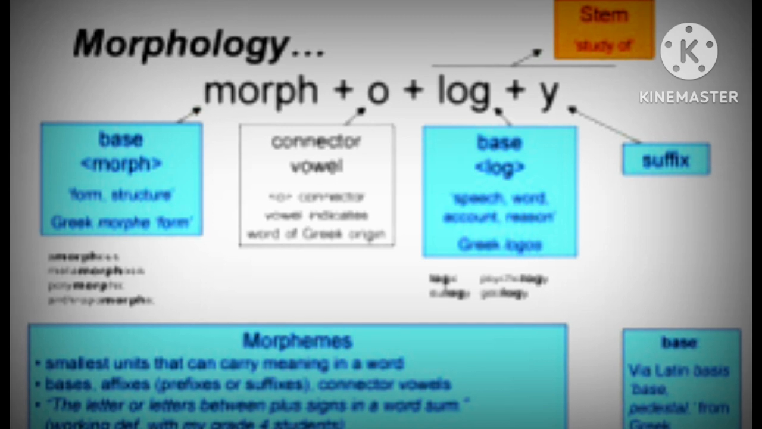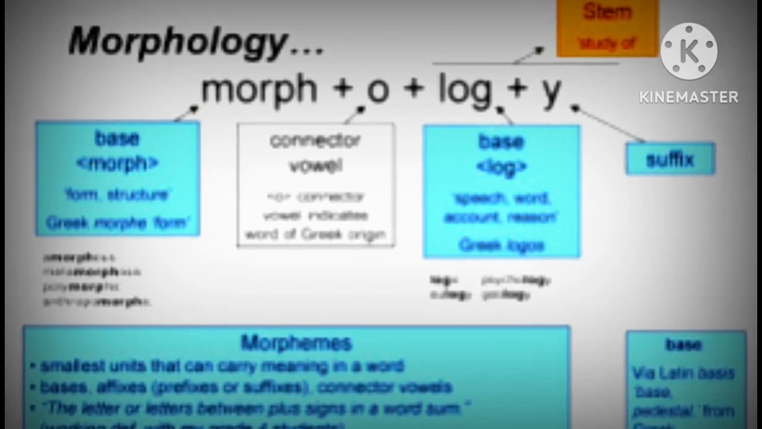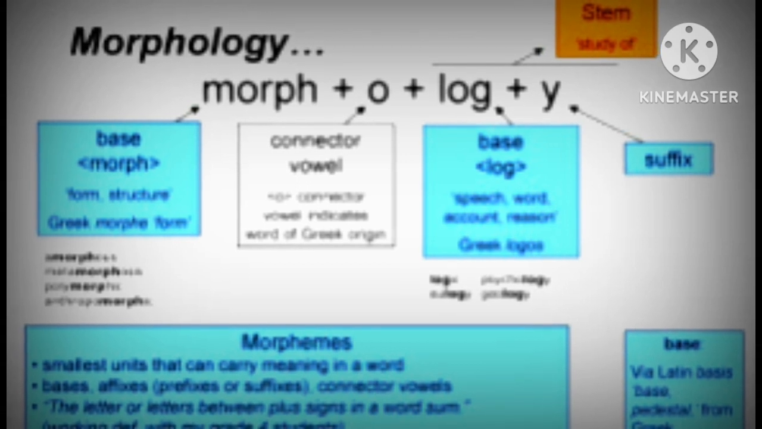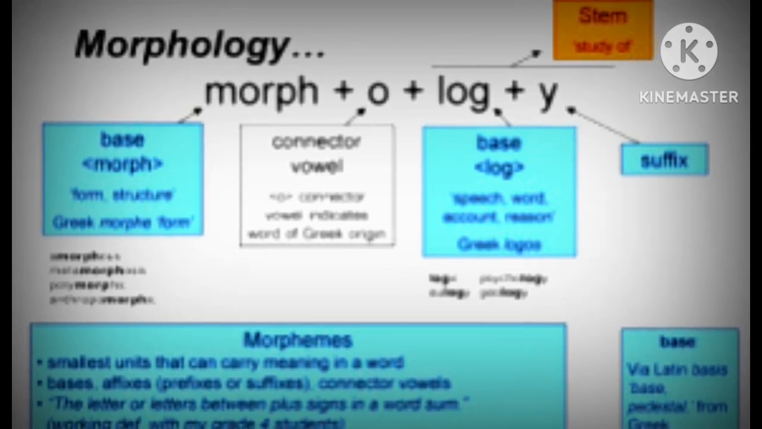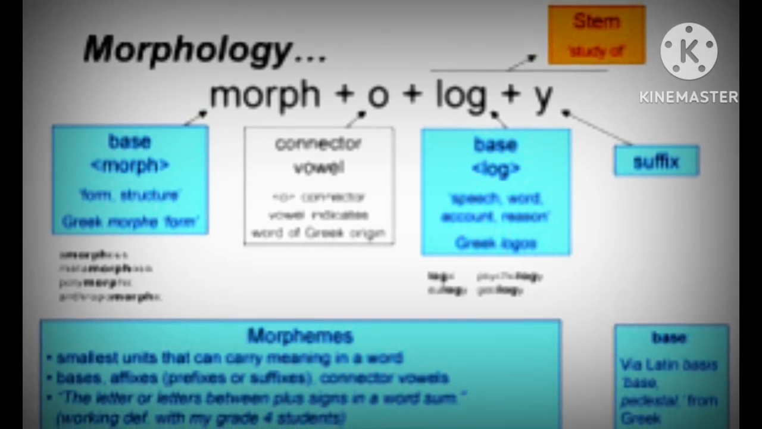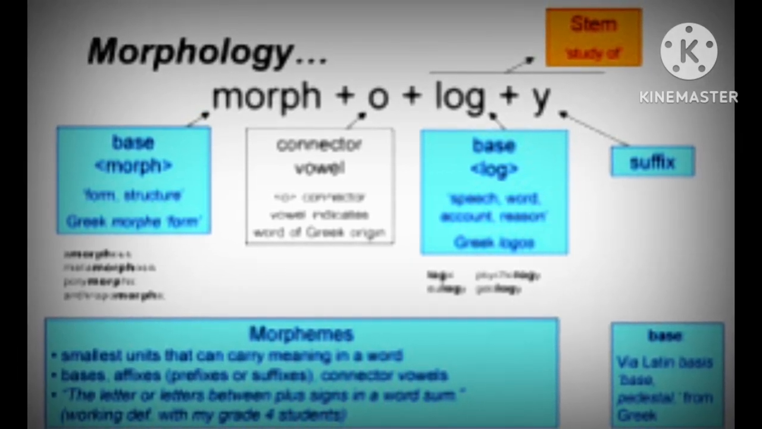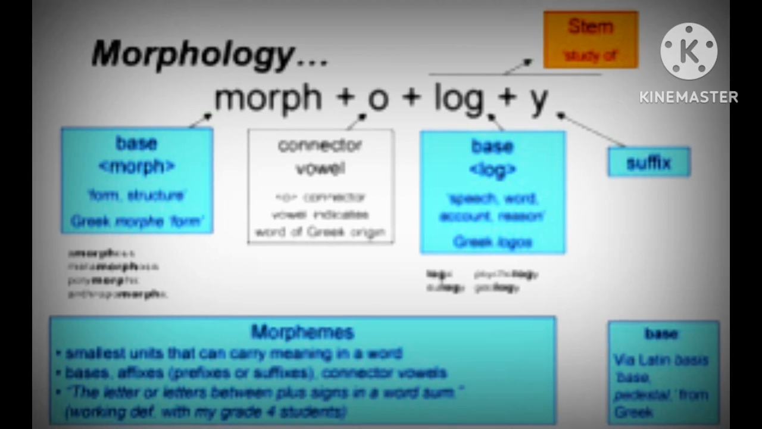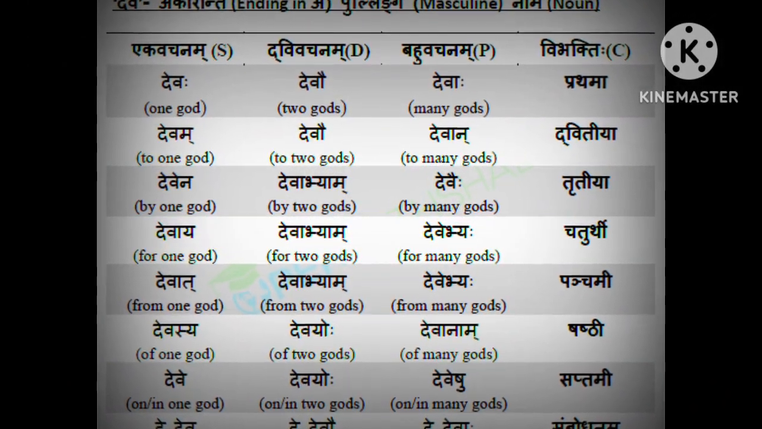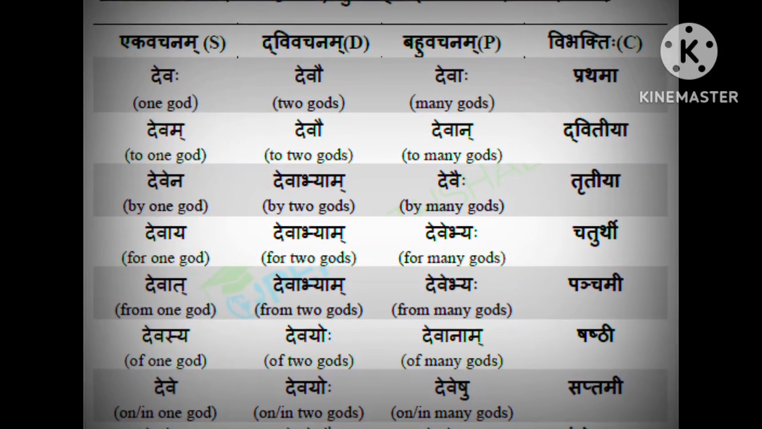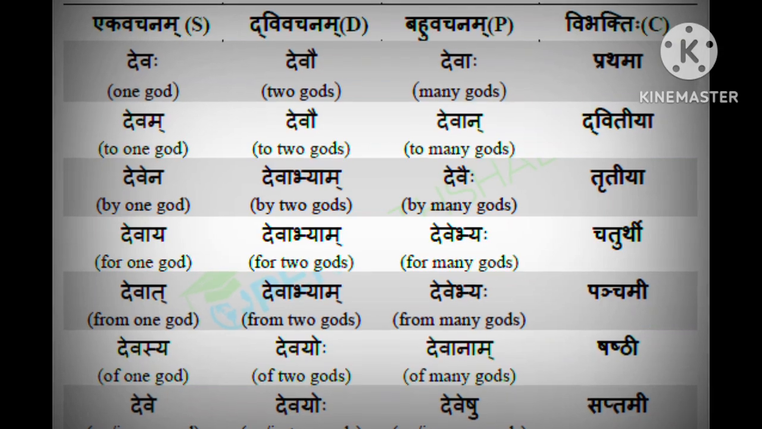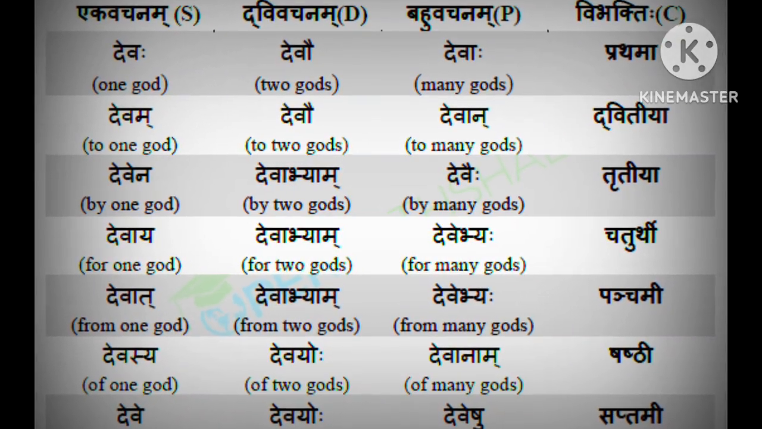Nouns are changed depending on their context within a sentence. For instance, in Sanskrit, there are eight of these changes called cases. Cases aren't the only ways of changing a noun. They can also be modified depending on number, how many they are, and gender. These are called declensions, right? Changing a noun to suit a particular category or context is called declension.